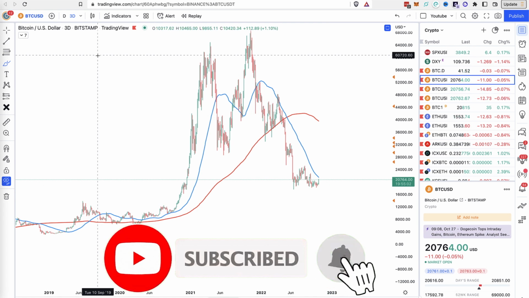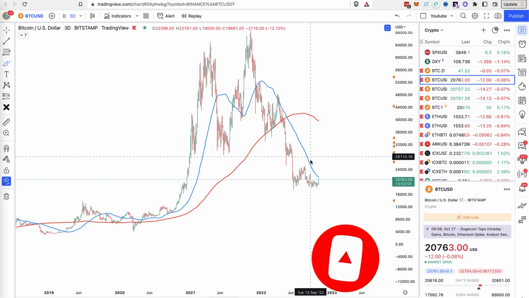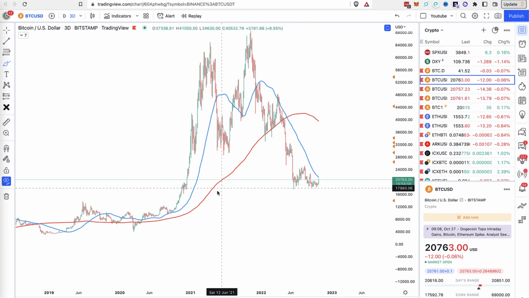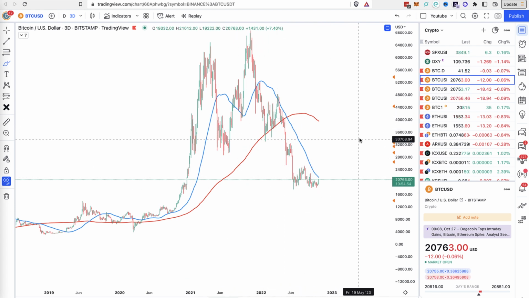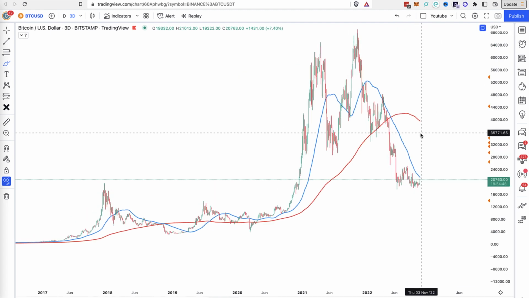We have a 3-day chart over here. What we have, as always, is the blue is the 50 simple moving average. The red is the 200 simple moving average. And I'm just going to get rid of the price here. It's 20,700. Just to make the chart a little bit bigger here. But what you can see, it's very, very simple.